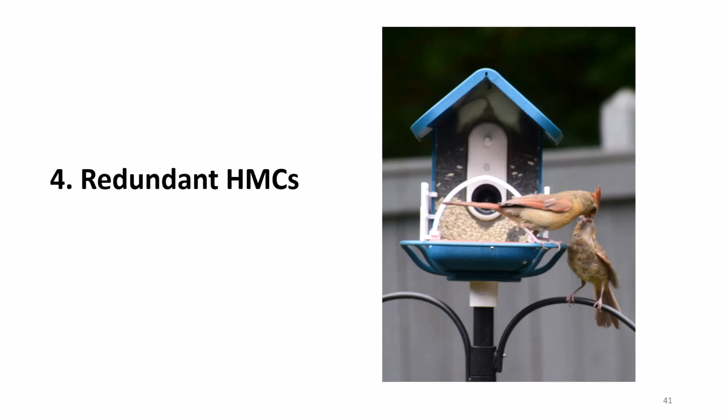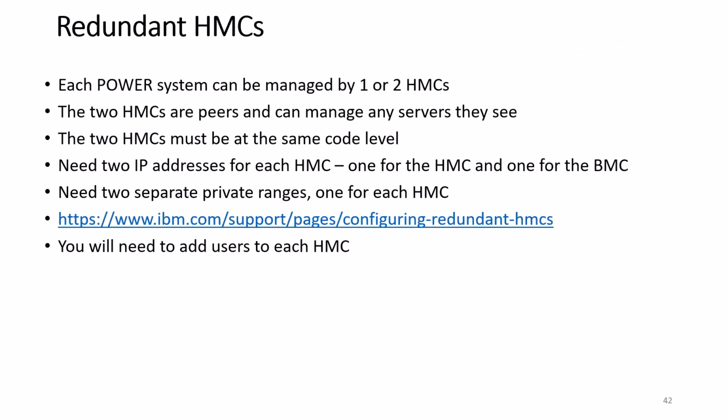A lot of customers like to run redundant HMCs, so we're going to talk a little bit about redundant HMCs and setting them up. As I mentioned earlier, a power system can be managed by one or two HMCs. The two HMCs are peers, and they can manage any servers they see. One thing to note is they must be at the same code level. Don't upgrade one and wait a week to upgrade the other. They should be kept at the same code level as close as possible, just like with VIOS servers.